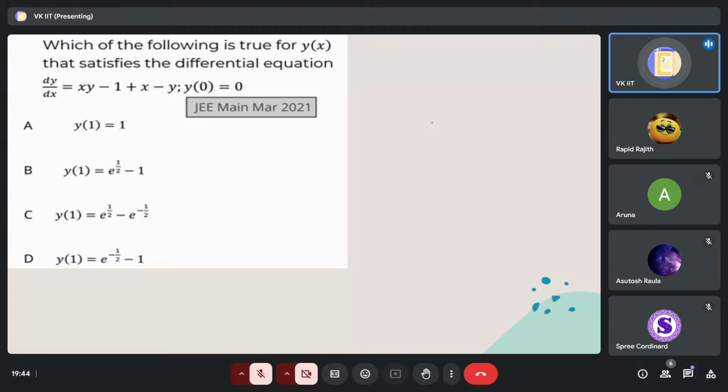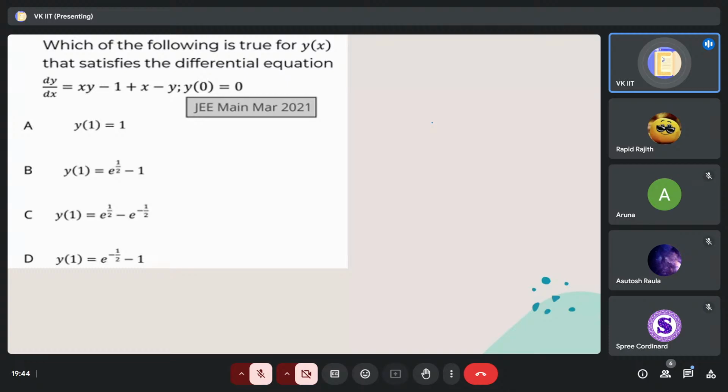Good, so let's solve this. dy by dx is given as xy minus 1 plus x minus y, and it is given that y at 0 is equal to 0, meaning at x is equal to 0, y is 0. So first of all, we'll try to separate them if it is possible. So let's see.